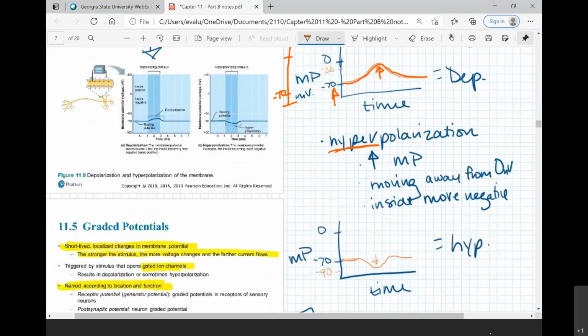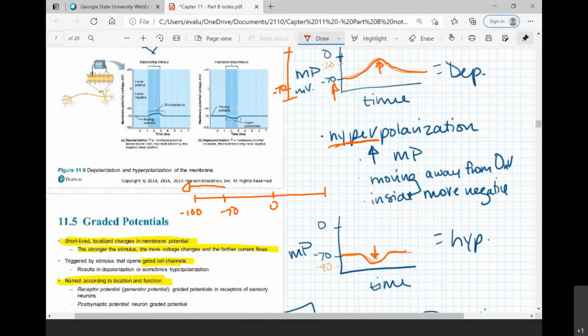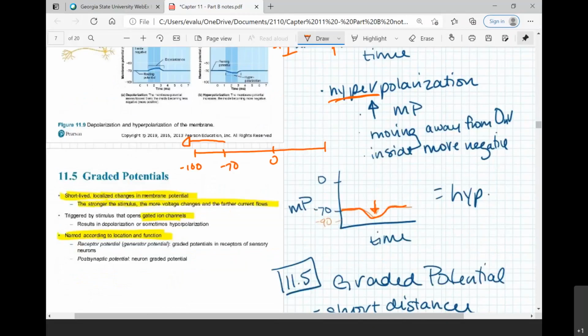Then you have hyperpolarization. Hyperpolarization is going away from 0. So here's my 0, here's my -100, here's my -70. We're going this way, further away from 0. It also means that the inside is becoming more negative. The graph looks like this. It is going down. So depolarization is up, more towards 0, less negative. Hyperpolarization is down, more negative, away from 0. So that's what's going on. And it doesn't matter if it's a graded potential or an action potential, those terms work.